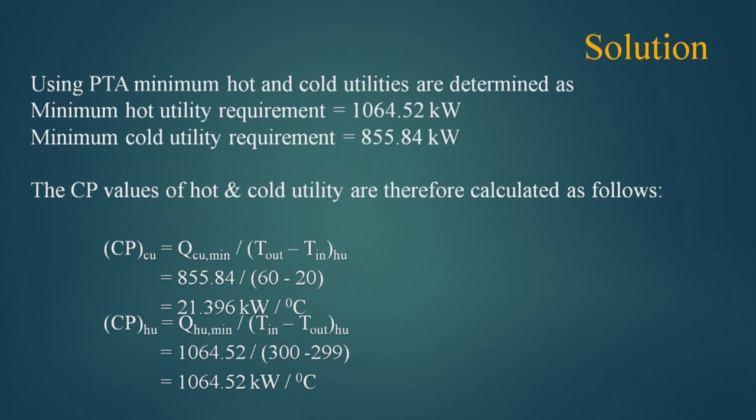So, the CP of cold utility will be QCU minimum, that is the amount of cold utility requirement, divided by T out minus T in of the cold utility. This will give rise to 855.84 divided by 60 minus 20, and thus the CP of the cold utility comes to be 21.396 kilowatt per degree centigrade.